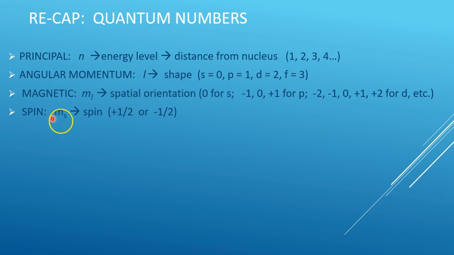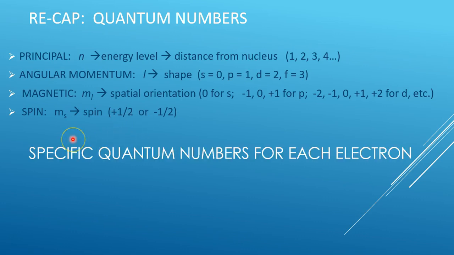The spin quantum number is represented with the letter ms, and it is the direction of the electron as it spins on its own axis. The possible values are plus half or minus half, indicating the direction of the spin, clockwise or counterclockwise. To write quantum numbers for any electron, let's start with the simple case of hydrogen. Hydrogen has a single electron. The 4 quantum numbers are indicated here, the n, the l, the ml, and the ms. The numbers would be 1, 0, 0, plus half.